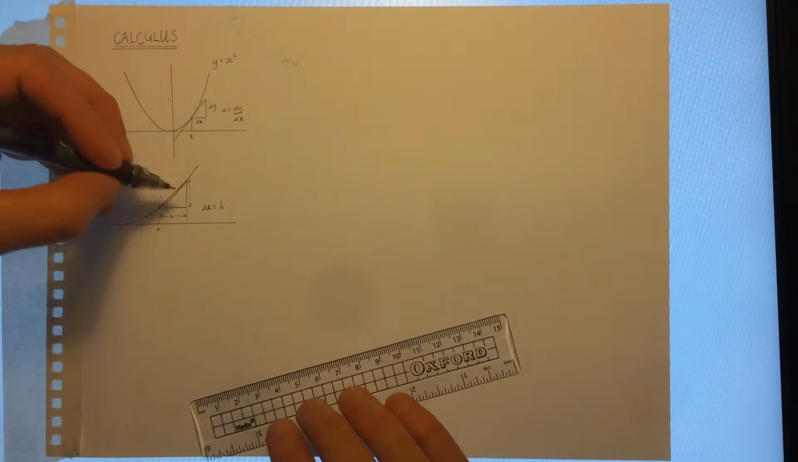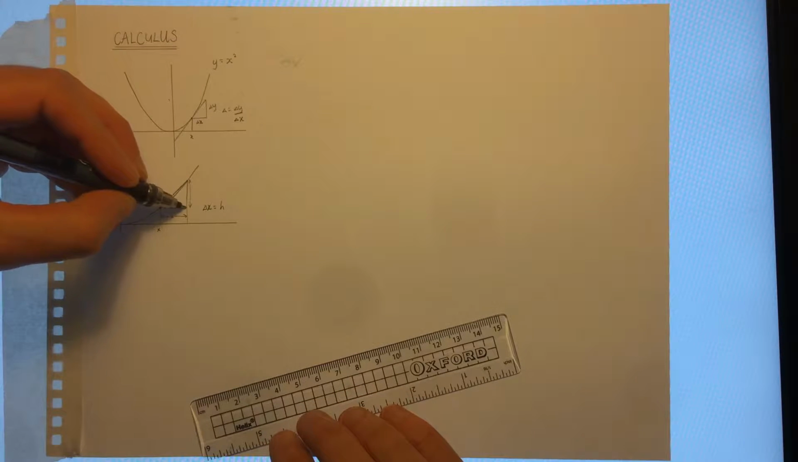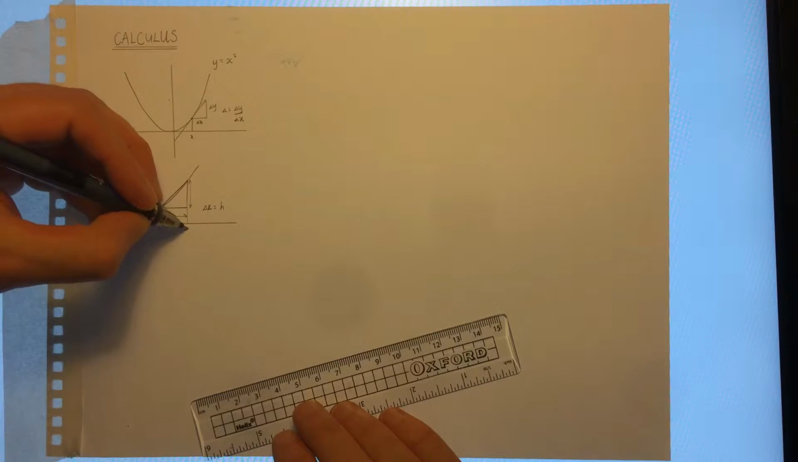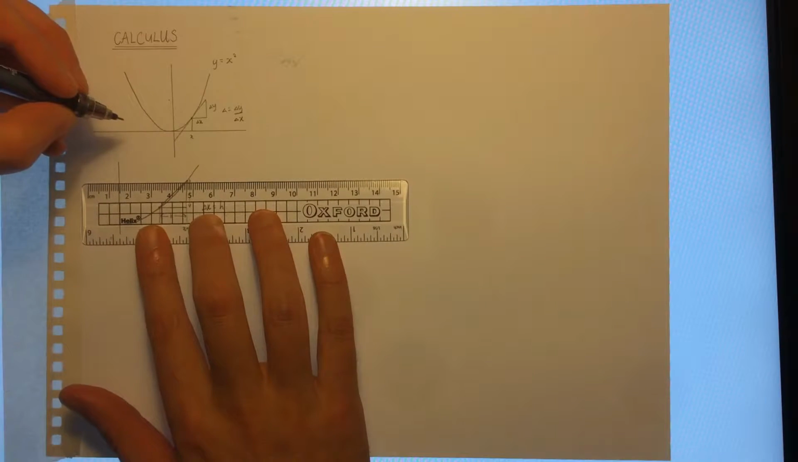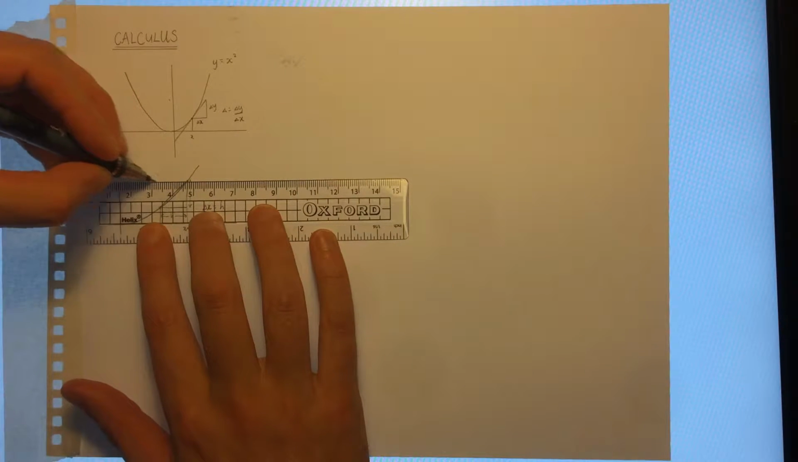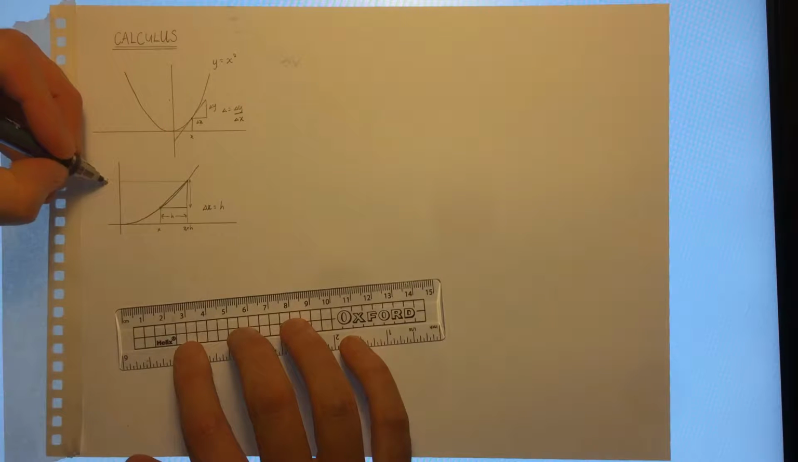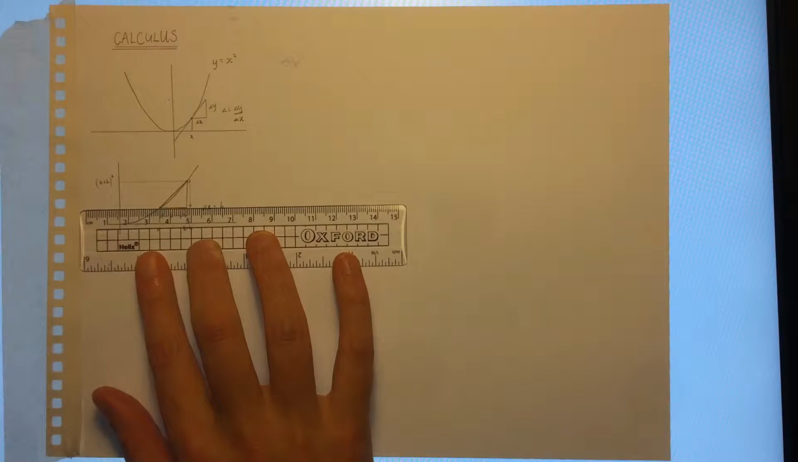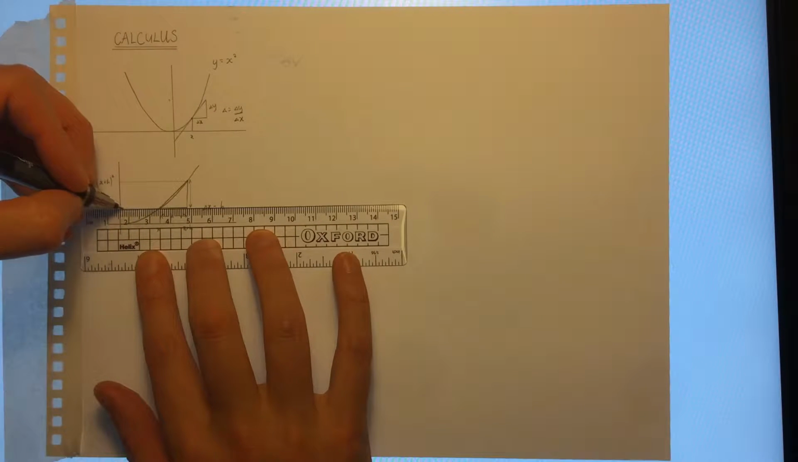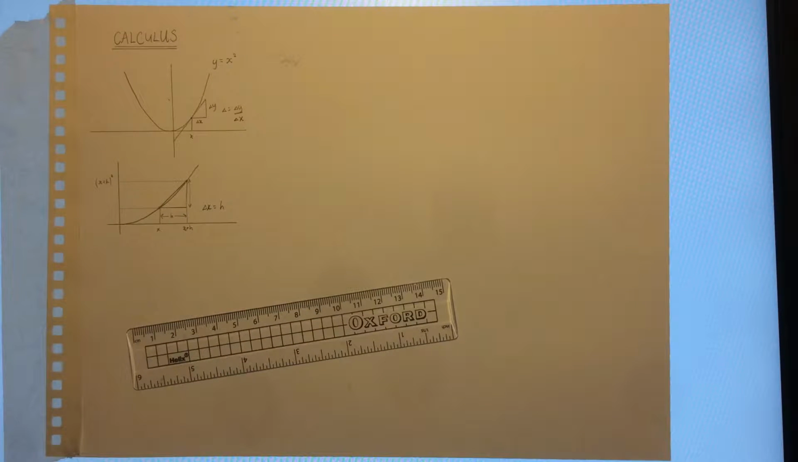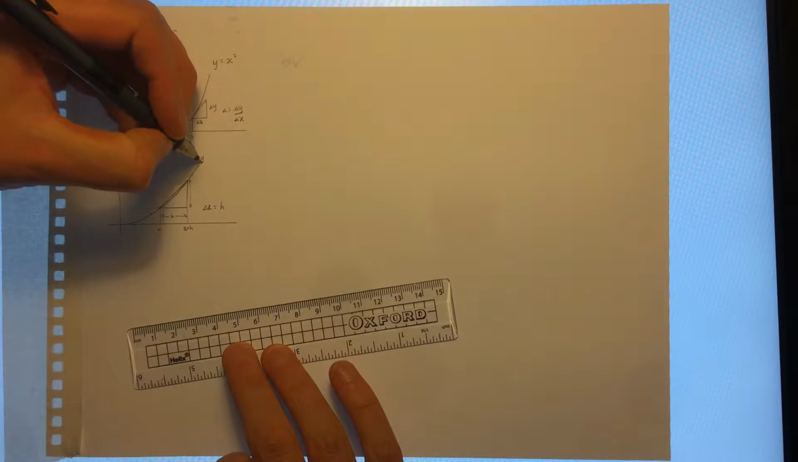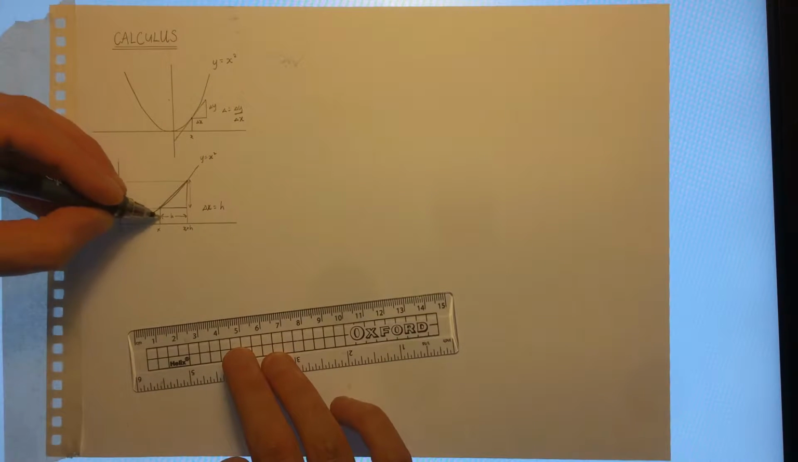Okay, so it's just the y value here minus the y value here. So what's the y value here? Well, this is x plus h, so this is going to be x plus h squared. And can you finish it off now? This is going to be x squared, because this is y equals x squared. Whatever x is, we square it.